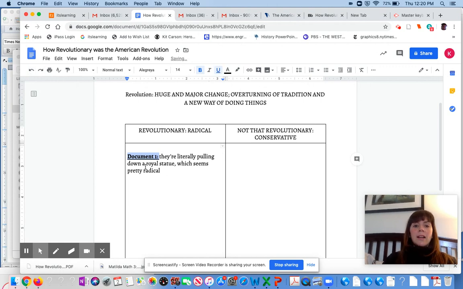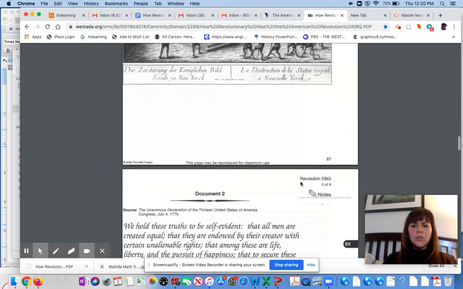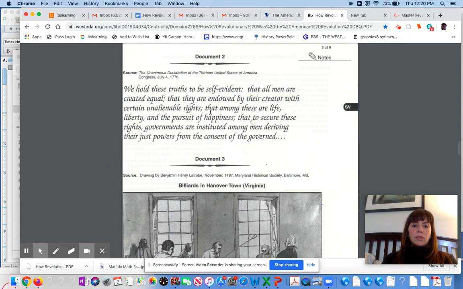Okay. All right. So let's move back into some more sources because some of them are a little bit challenging. So we're going to scroll down. Okay. So this one you should probably recognize. We hold these truths to be self-evident. What is this from? I like how they're trying to be coy about it. Like the unanimous declaration of the 13 United States of America. This is the preamble, which means the beginning, of the Declaration of Independence. All men are created equal.